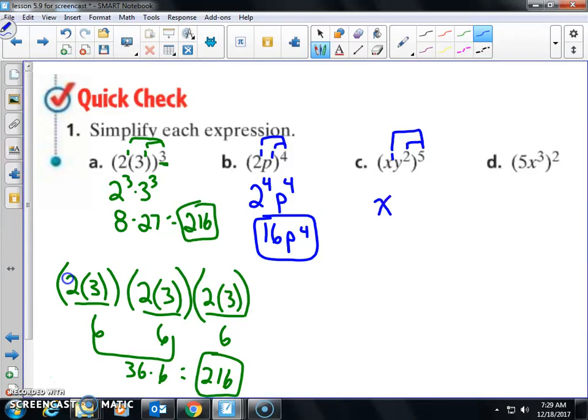Keep the base x, multiply 1 times 5 and get 5. Keep the base y. 2 times 5 is 10. X to the fifth, y to the 10th. Same thing in letter D.